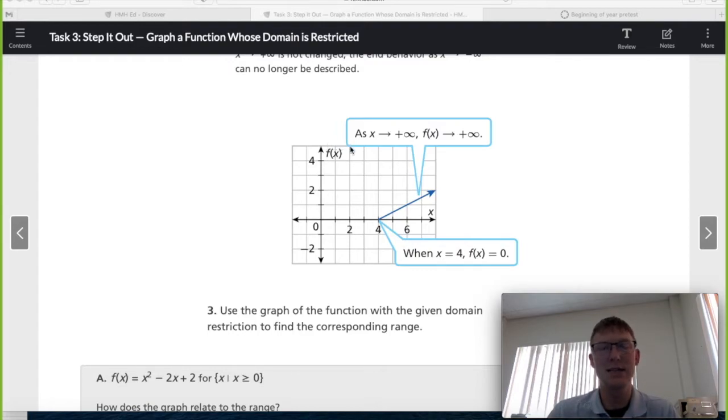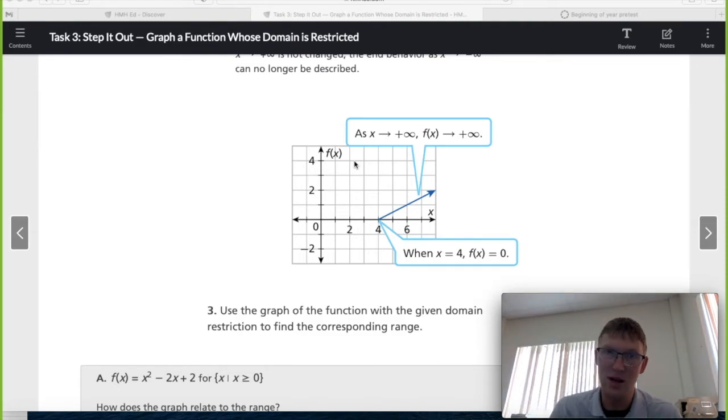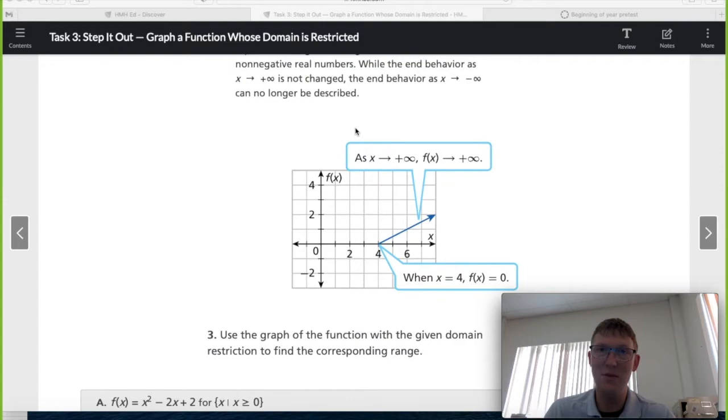It doesn't necessarily make sense for us to talk about what f of x does whenever x approaches negative infinity, because it's not there. The domain is restricted. So the domain is greater than or equal to 4. And so we can talk about the end behavior as x approaches positive infinity. f of x is going to continue to increase that way.